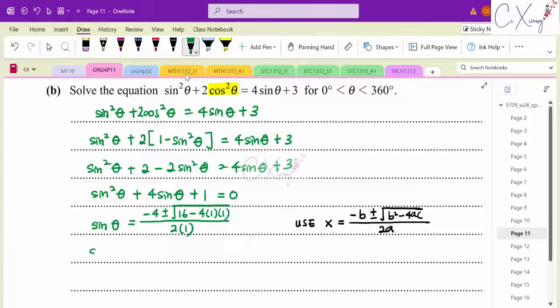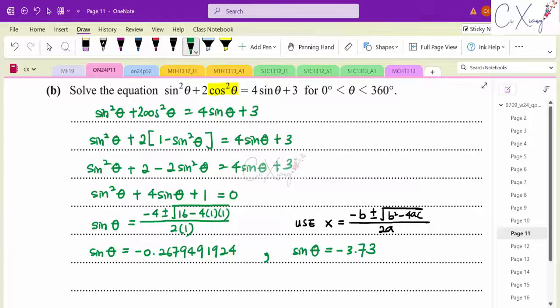Okay, then by pressing the calculator to help us a little bit, we'll have two answers for sine theta, where the first one is sine theta equals negative 0.2679491924. And the other one is sine theta equals also a negative value, which is negative 3.73 something.